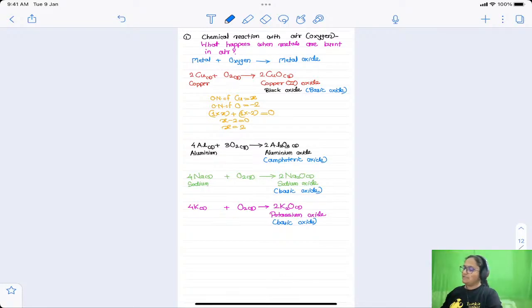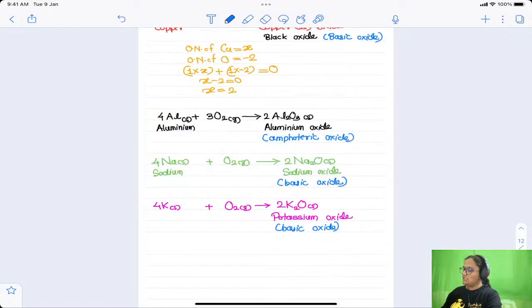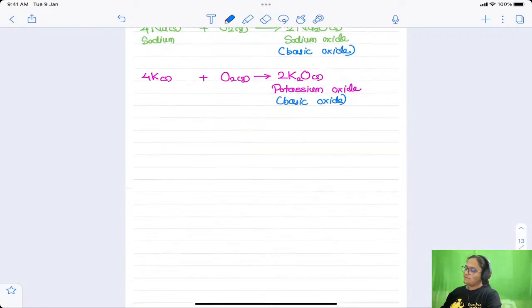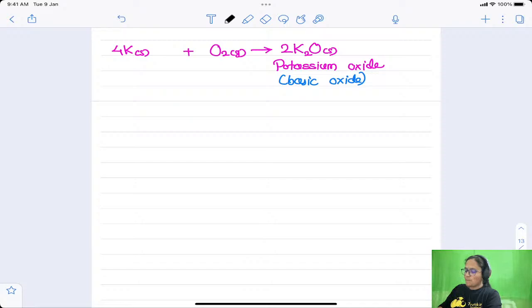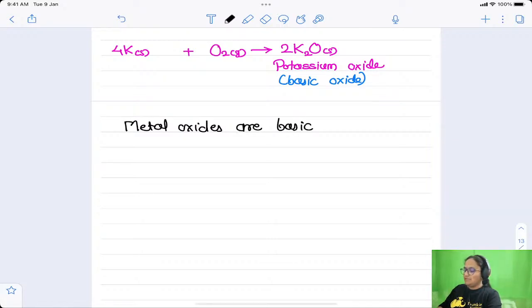Okay, I hope you have taken a screenshot. Now let me explain the meaning of basic oxide and amphoteric oxide. Usually, metal oxides are basic in nature. Usually I am saying, okay. Non-metal oxides are acidic in nature. But there are exceptions.